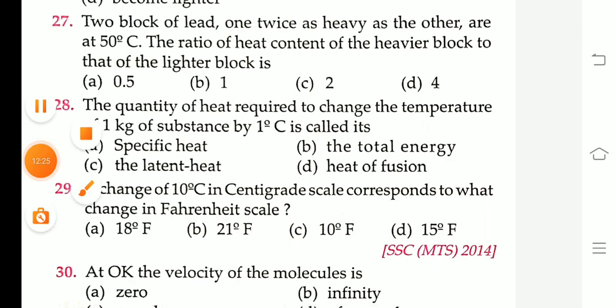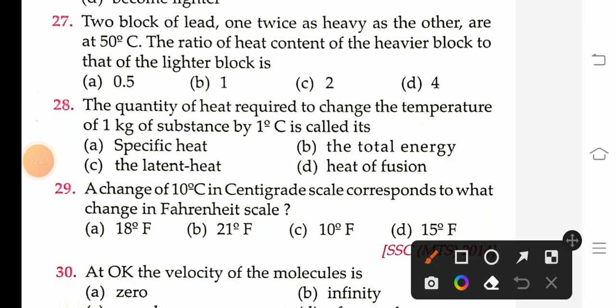Next, two blocks of lead, one twice as heavy as the other, are at 50 degrees Celsius. The ratio of heat content of the heavier block to that of the lighter block is. Right answer option C, 2.